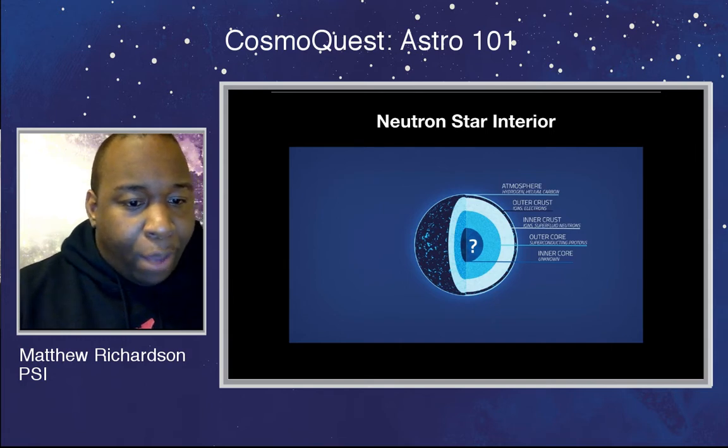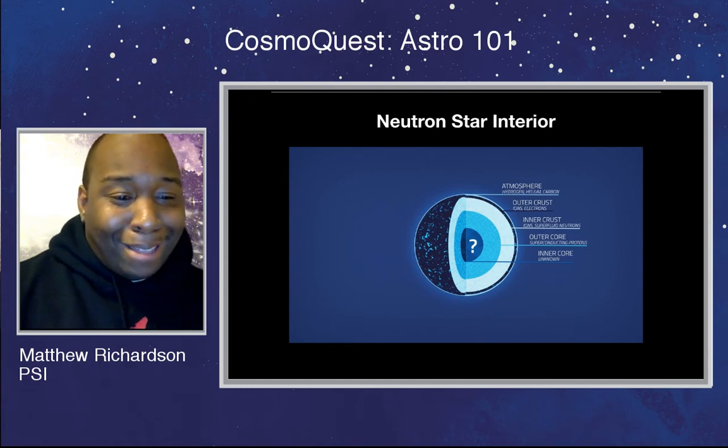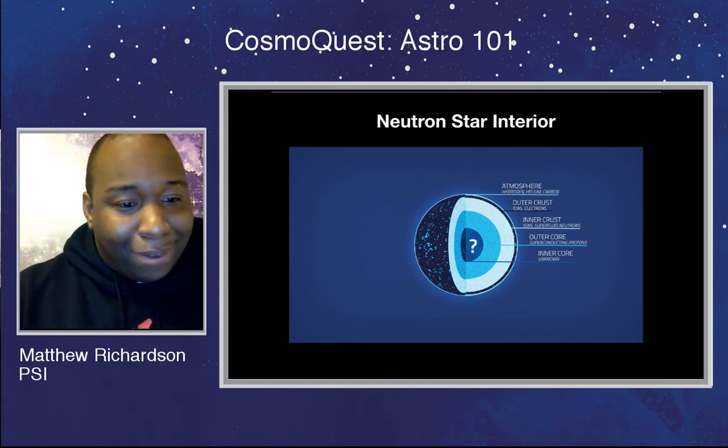The corona of our star can go out to 8 million kilometers. Oh, okay. That's actually giving us some good numbers there. Thanks, Astro.